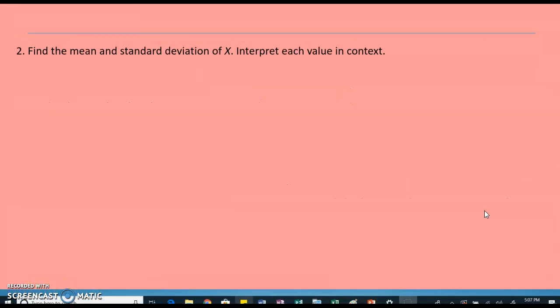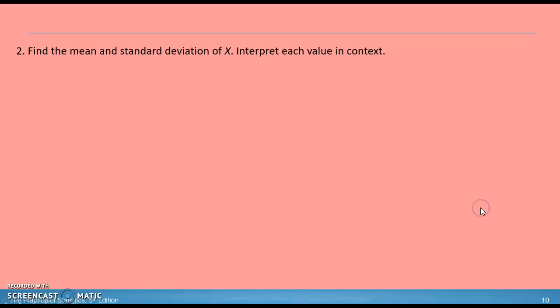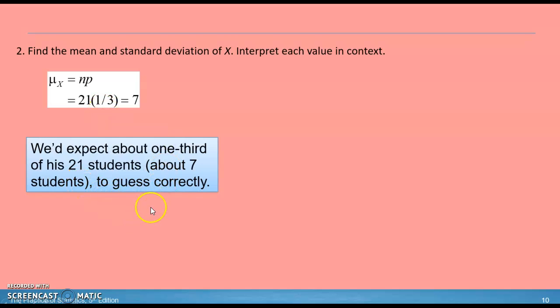Next, find the mean and standard deviation and then interpret each value in context. So this is using our new formulas. If we find the mean, this is when we take our probability times our number of trials. Our number of trials is 21 times 1/3, which gives us 7. So that means we can expect about 1/3 of his 21 students, about 7 students, to guess correctly.